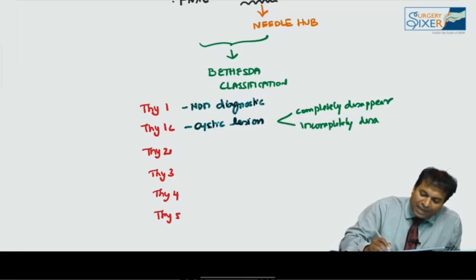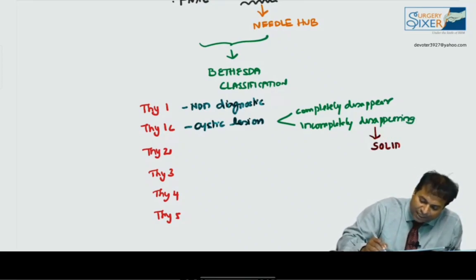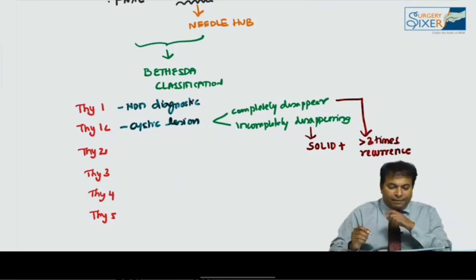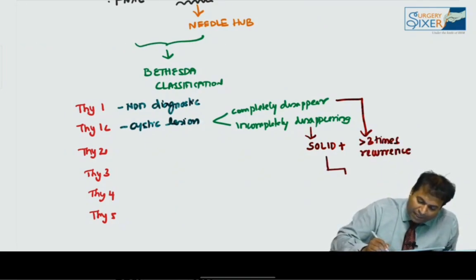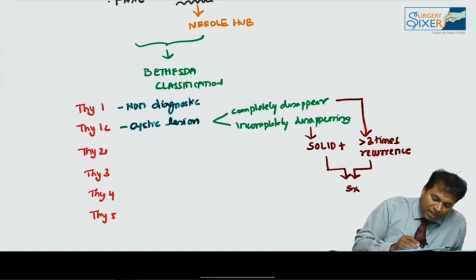If it is incompletely disappearing and there is some solid component, no doubt we have to do surgery. If it is completely disappearing but recurring again and again, more than 3 times, then also we have to do surgery. So if a solid component is present, or there is recurrence after 3 times, you have to do surgery in a thyroid cystic lesion. Please remember, that is known as Thy1C.